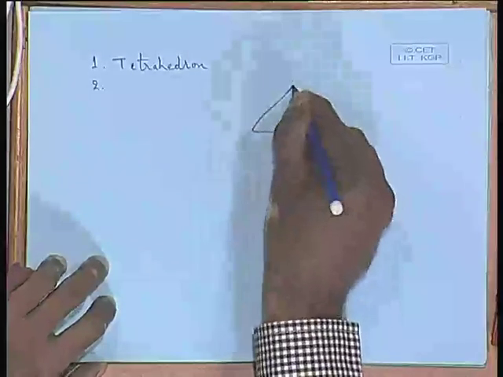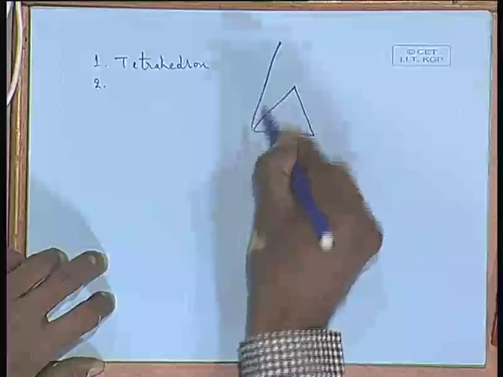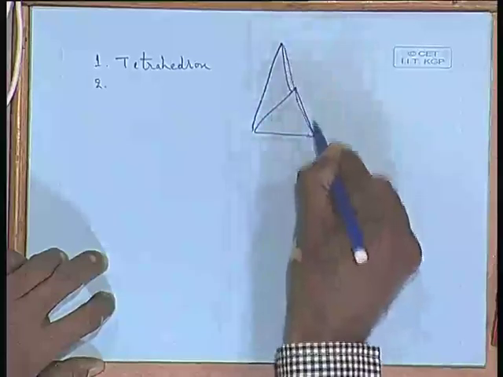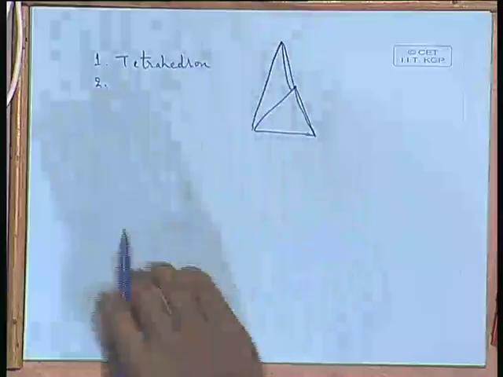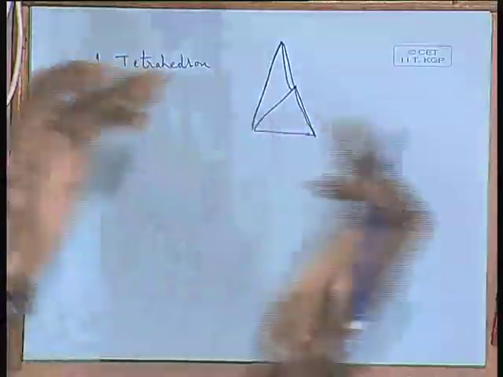Similarly, a tetrahedron is a solid made up of triangles. It has four triangles. If you imagine a triangle as a base, and put a point on top, a vertex, and then join all the three corners with that vertex, you get basically a tetrahedron. That means it has a triangular base and an apex on top, and the three corners of the triangle are joined to the apex. Ultimately what you end up with is three triangles and a triangular base. So, basically it has four triangles.